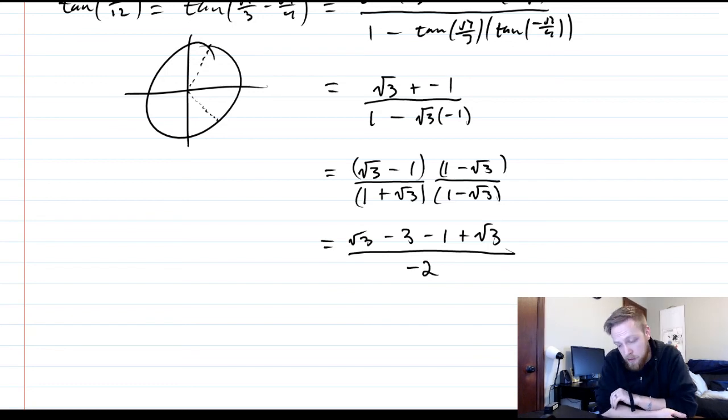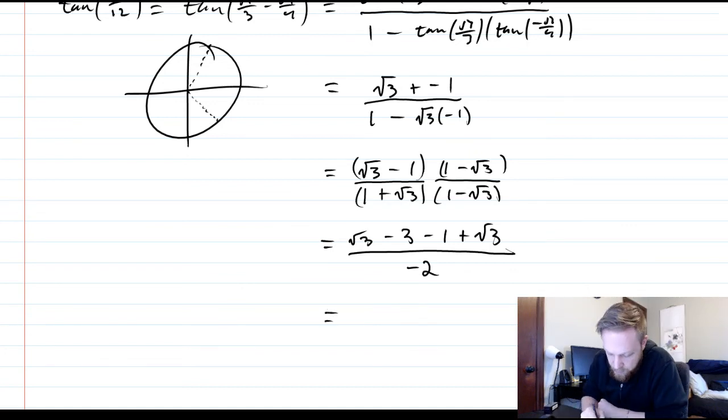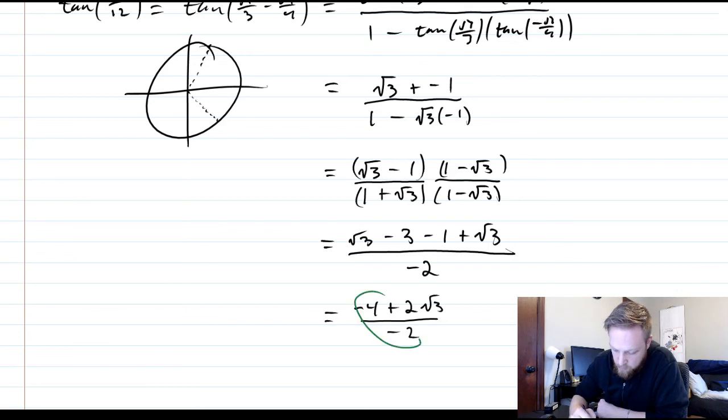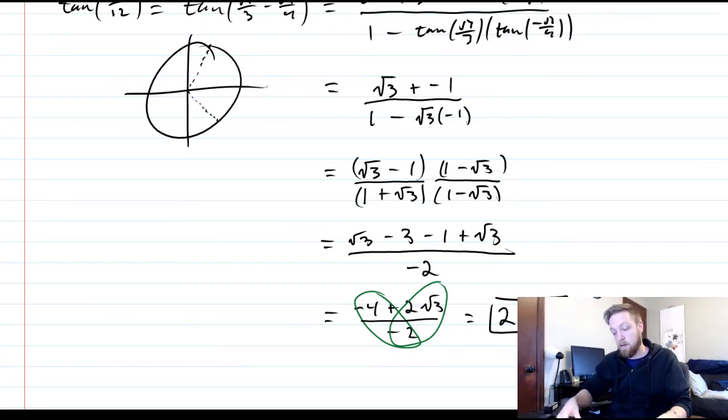I'm going pretty quickly, but if you need to, write this out more. When in doubt, write it out. So I have negative 4 plus 2 root 3 all over negative 2. And now I can finally do the butterfly. So this would be positive 2 minus root 3. Again, the hard part is not exactly plugging in the things. The hard part is simplifying.